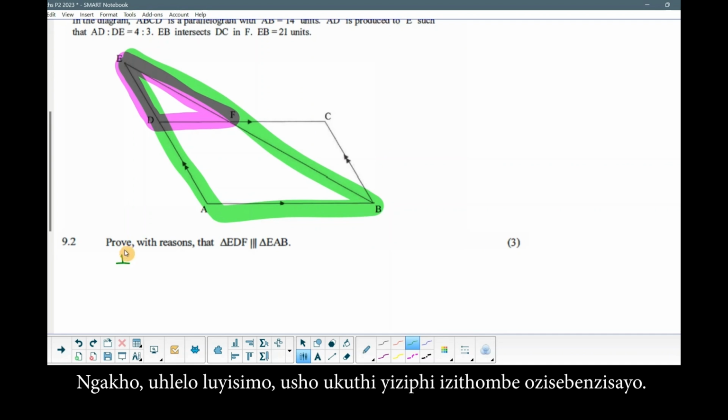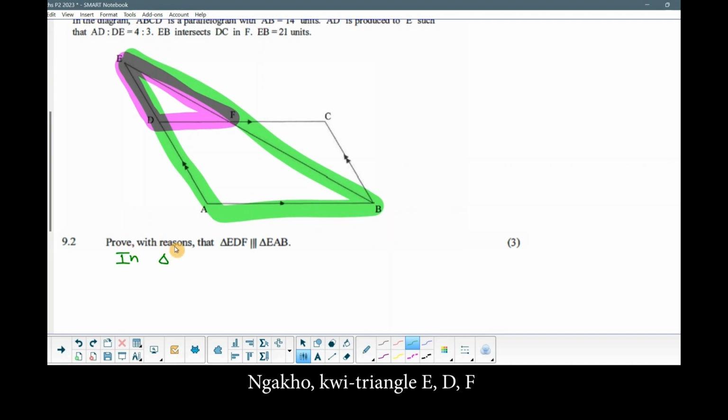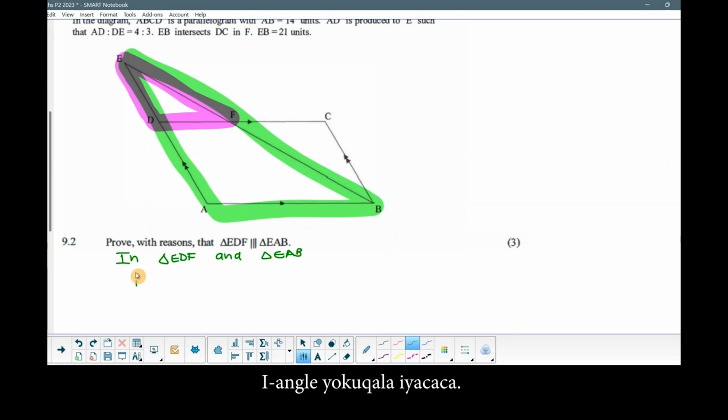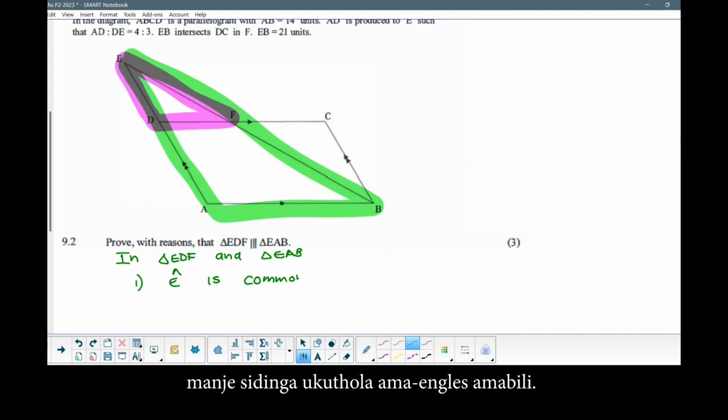So the structure is, state which two triangles you're working with. So in triangle EDF and triangle EAB, now I need to find 3 angles that are equal to each other. The first angle was obvious. E is in both triangles, so E is common. So that was simple. Now we need to find 2 other angles.